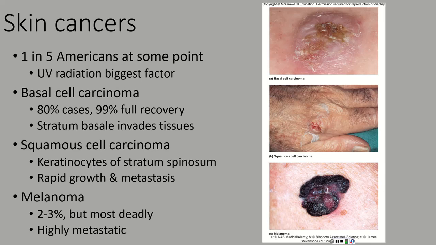In squamous cell carcinoma, they're going through mitosis at a pretty rapid rate. So we're starting to produce too many keratinocytes. Very rapid growth and potential for metastasis. So what is metastasis? If you've ever heard that a cancer has metastasized, that means that it has broken off and started growing somewhere else in the body. We mentioned that a little bit back in tissues.